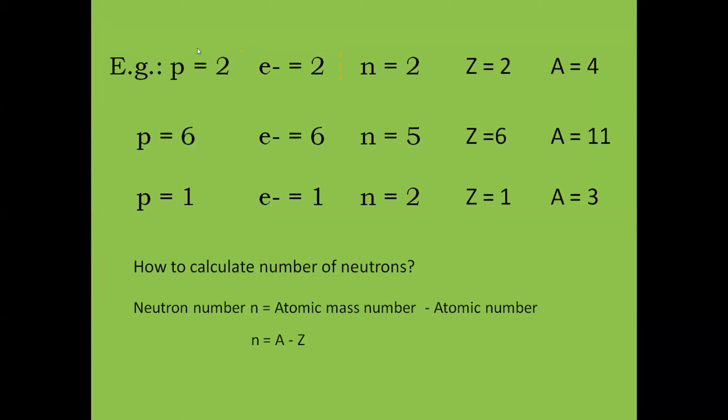If in the exam they ask you to calculate the number of neutrons, you can directly use this formula, which says neutron number is equal to atomic mass number minus atomic number. So N is equal to A minus Z, where A is the atomic mass number and Z is the atomic number.